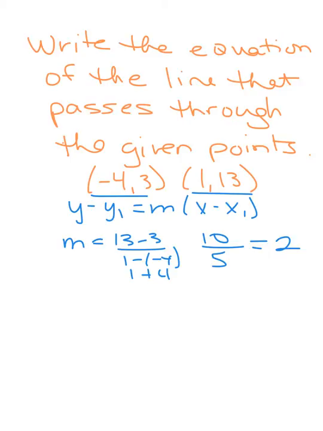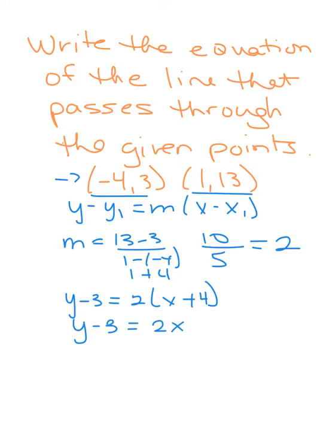Now, when using my point-slope formula, it does not matter which point I use, so I'll use the first one. So I have y minus 3 is equal to 2, which is my slope, times x minus a -4, so it's going to give me x plus 4. So now I need to distribute so I can get rid of my parentheses, so I have y minus 3 is equal to 2x plus 8.